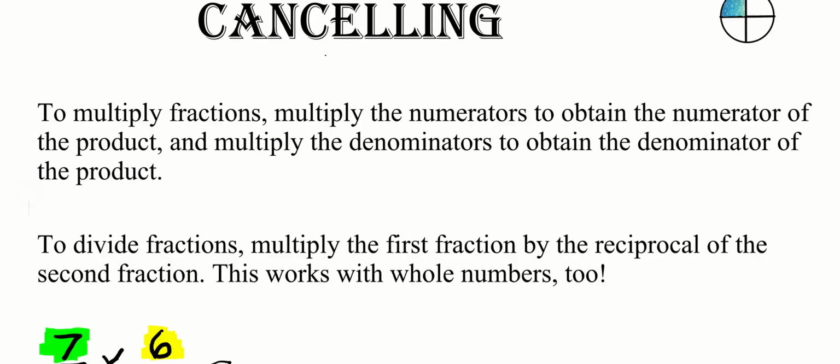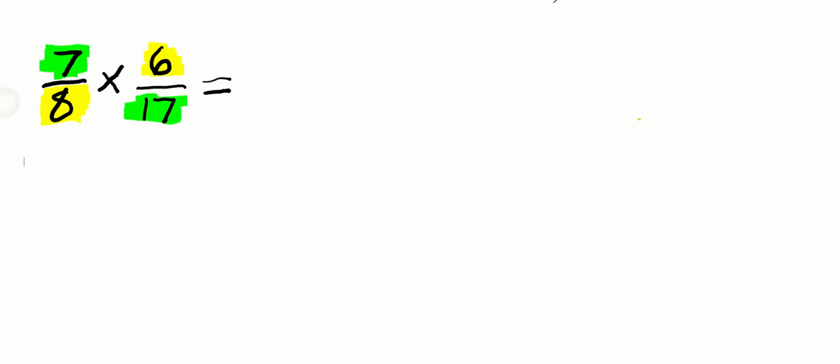Let's get back to canceling. In canceling, you want to look at the numerator of one fraction and the denominator of a second fraction, and then divide both by a common factor to simplify your future multiplication steps. You can do this with both sets of one numerator and a second fraction's denominator.